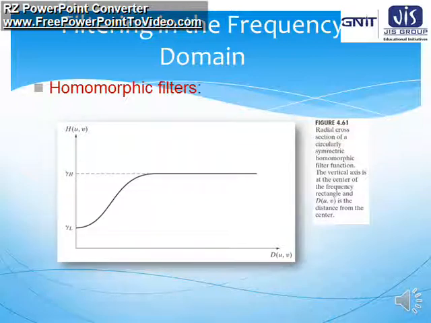The corresponding radial cross section of these symmetric homomorphic filter functions has been given. The vertical axis is at the center of the frequency rectangle and D(u,v) is the distance from the center. So this plot is explaining the homomorphic filtering.